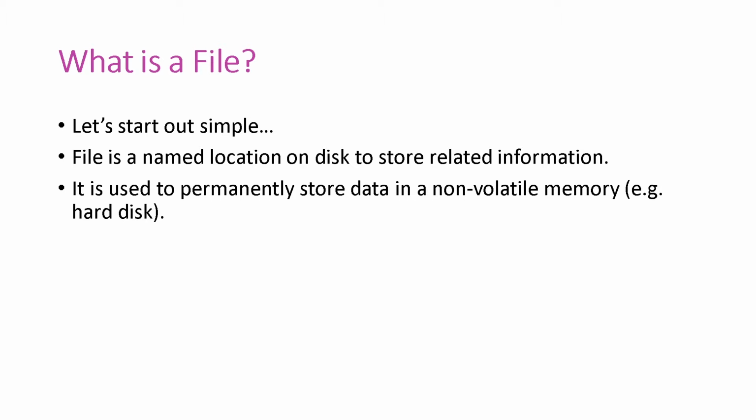When we're talking about a file, we're talking about a named location on a disk, so on physical storage media, where we're storing related information. We use this file to permanently store data in non-volatile memory, like a hard drive. If you can remember back to your hardware class, you have volatile memory and you have non-volatile memory. Your hard drive or hard disk is non-volatile memory, and you have volatile memory, which is like your RAM.